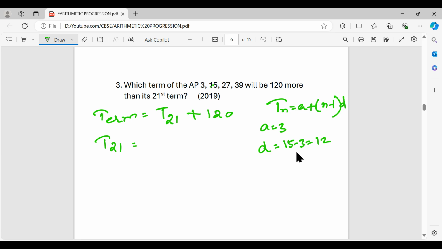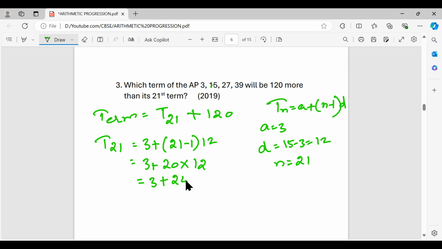Okay, and then n is 21. So we will substitute the values here. A is 3, so 3 plus (21 minus 1) times d, that is 12. So 3 plus 20 into 12, and this will be 3 plus 240, and that gives you 243. So you got the term at the 21st place.